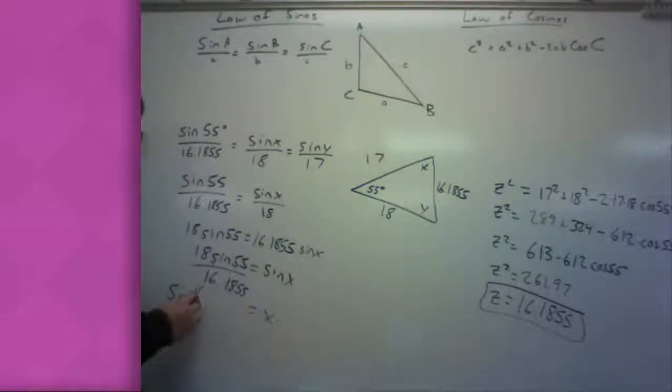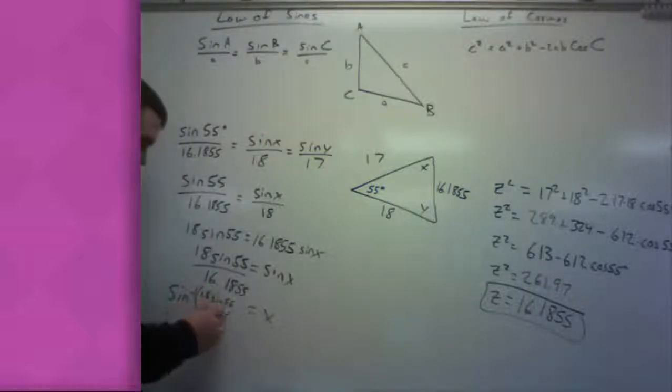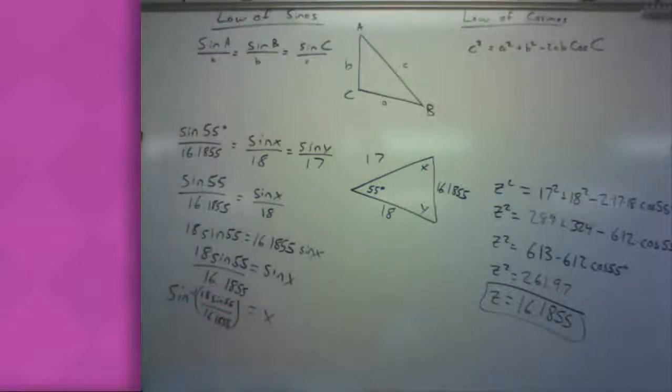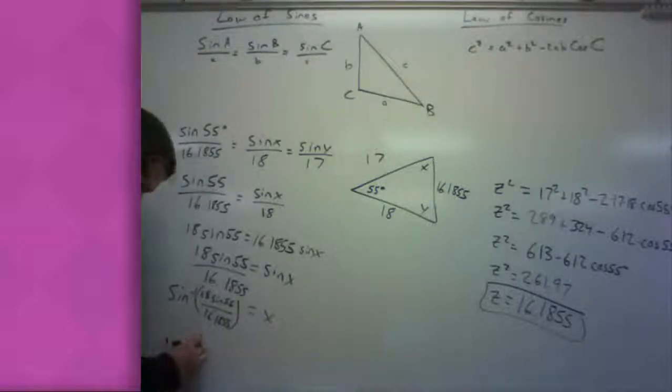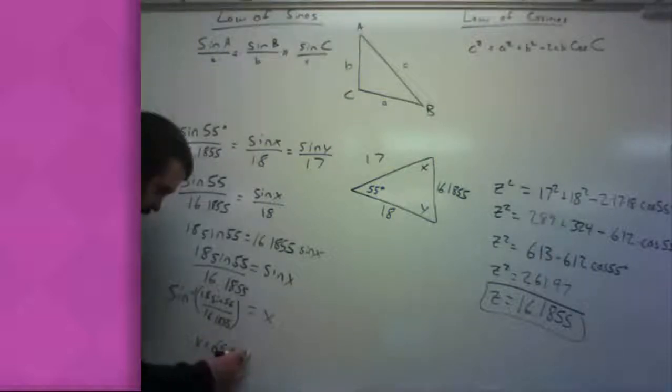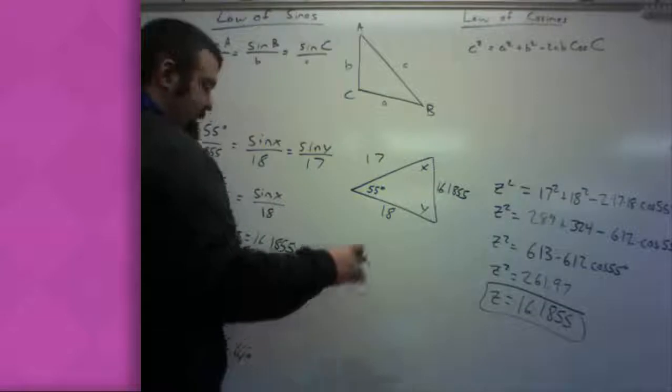And this is why I don't have you practice this one too much, but 18 sine 55 over 16.1855. Basically, if you give me your best attempt in this section, even if you don't get it right, that's fine. It's an extension, something extra. You'll learn it next year, so you'll get it then. However, I thought I'd include it here just because it was a nice addition at this point. And then very carefully plug this into your calculator. If you do this correctly, I believe you get x to be 65.64 degrees.